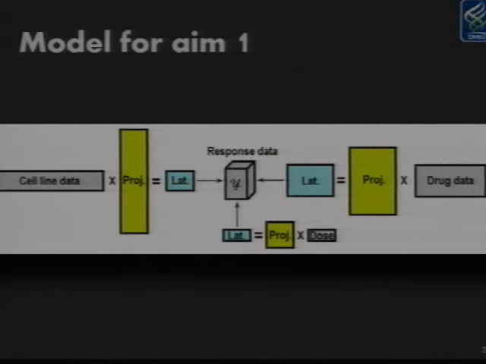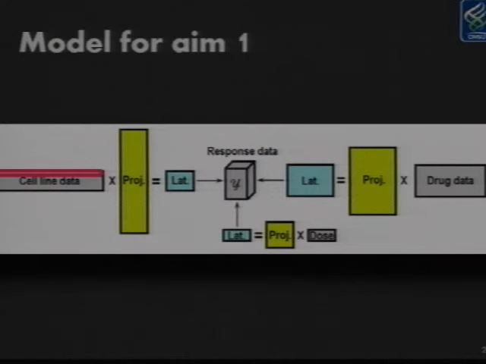So this is a picture of what the model is going to look like. We start off with this cell line data. We think of each row here as one cell line, and each column represents some genetic information on that cell line. It could be the expression of a certain gene, or whether that gene's mutated, in some binary marker. We take that matrix and multiply it by this projection matrix to reduce its dimension down to a smaller matrix.